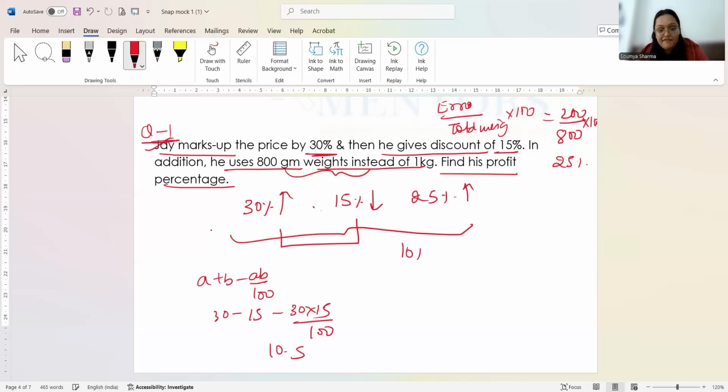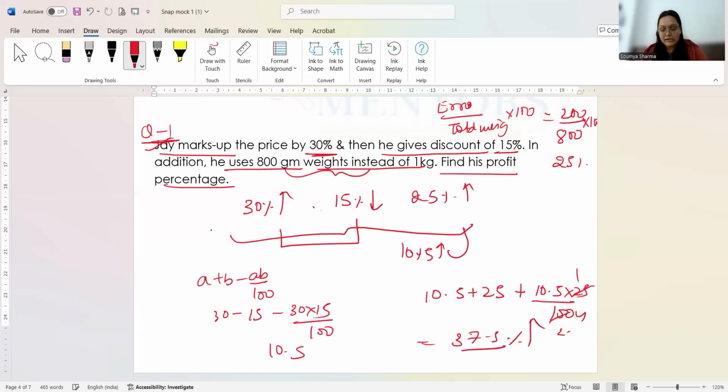And then a 10.5 increase, and then a 25 increase. So it will be 10.5 plus 25 plus 10.5 into 25 by 100. You can cancel it by 4. So it will be 2 point something. This is 35.5 plus 2, so 37.5 percent net increase.